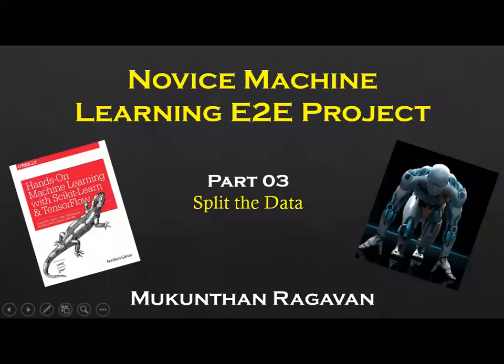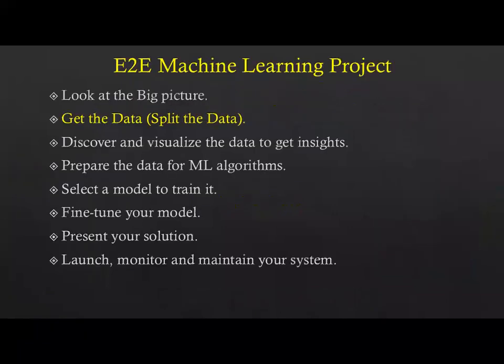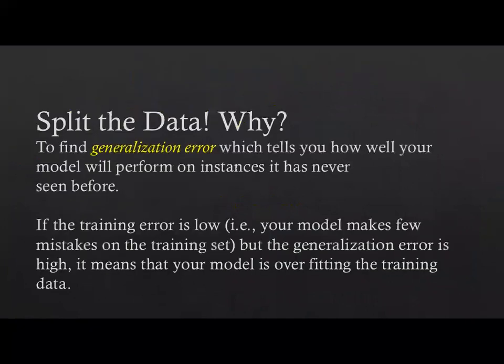Today we are going to see Novice Machine Learning End-to-End Project Part 3, Split the Data. In an end-to-end machine learning project, we are seeing continuous steps like look at the big picture and get the data. But in get the data, we are going to a subtype, a sub area, split the data. So what do we mean by split the data and why do we need that? Those things we are going to see in this video.